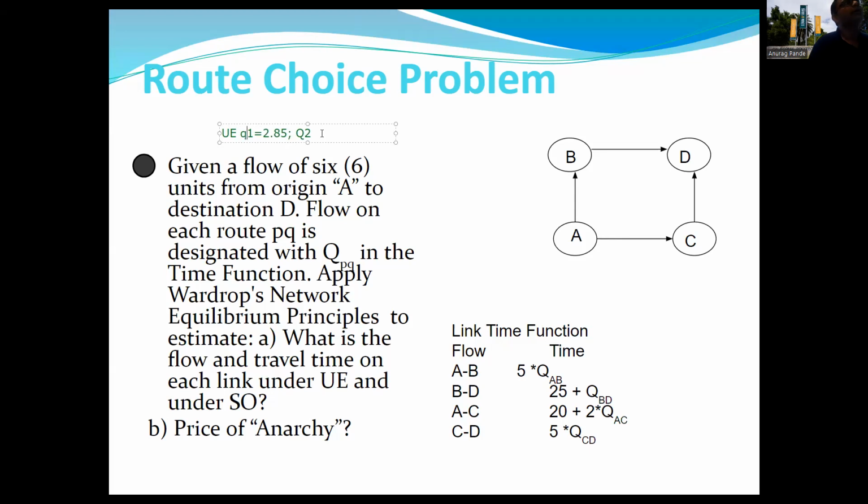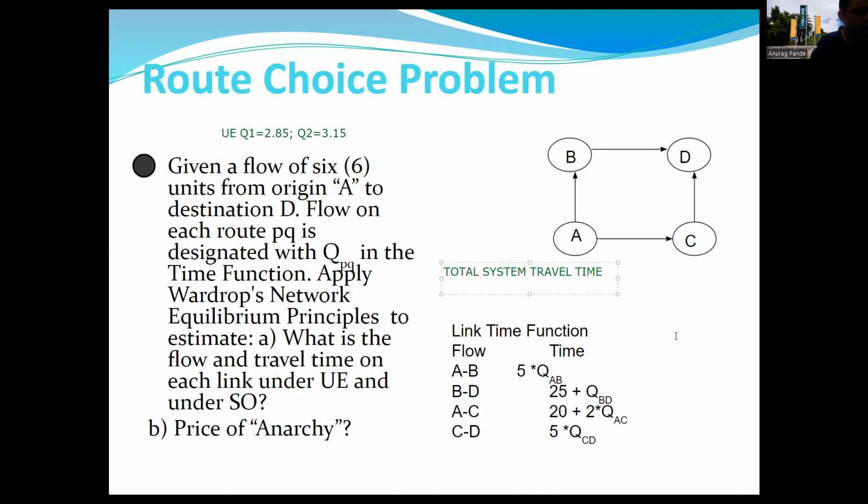So the flow on route 1 is 2.85, Q2 is 3.15. And then when I applied the system optimal principle, remember I wrote down the expression for total system travel time, which was an individual person's travel time times how much time it was taking and how many people were using that.